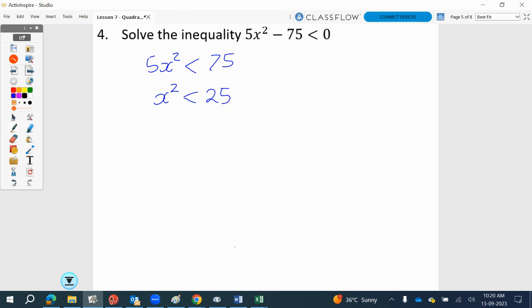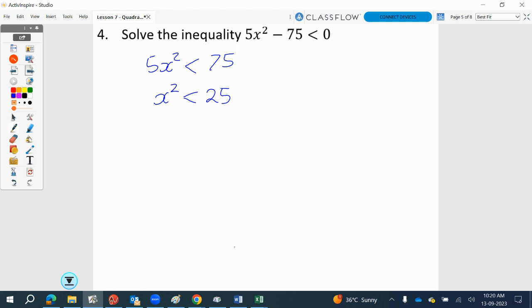Now, with an equation, what would I do next? Take the square root of both sides. What do I have to remember when taking the square root of both sides of an equation? Is this only for inequality? No, with equations. If we take a square root of both sides of an equation, what do you have to remember to do?